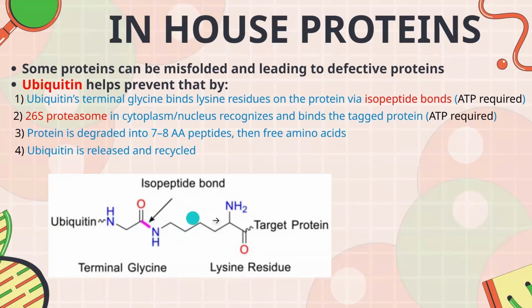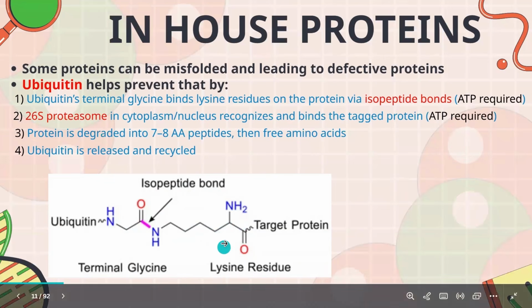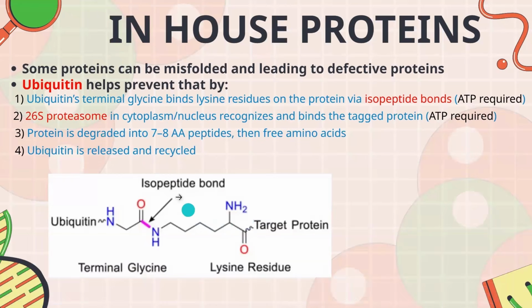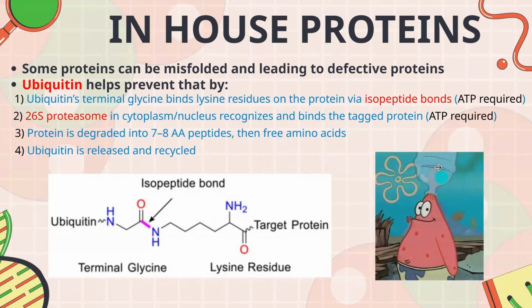And then you also have the target protein. Apart from that, you'll have the 26S proteasome. It's not really shown here. But basically it binds to the target protein and acts as a complex to degrade it into amino acid peptides, and then free amino acids eventually. This is just basically a way to remember it: this is your misfolded protein, and here you have your ubiquitin attaching to it.